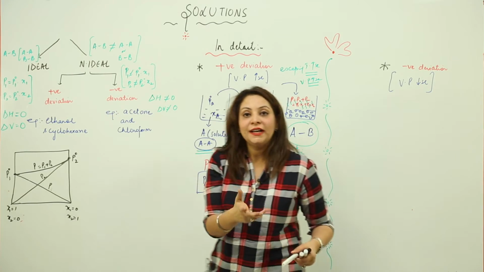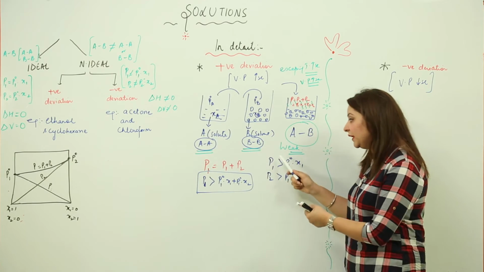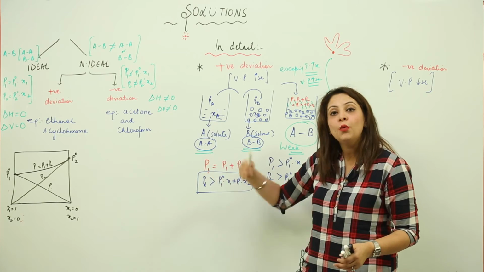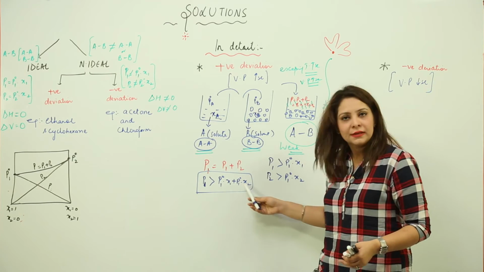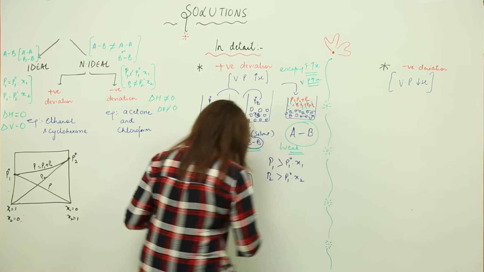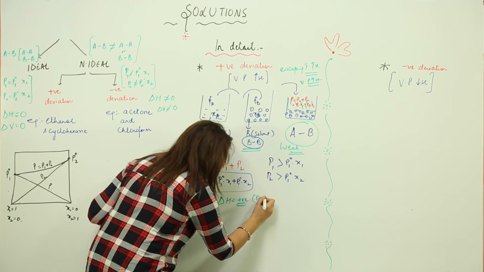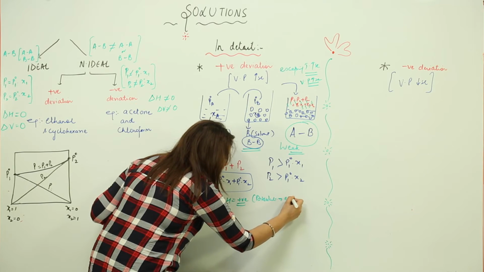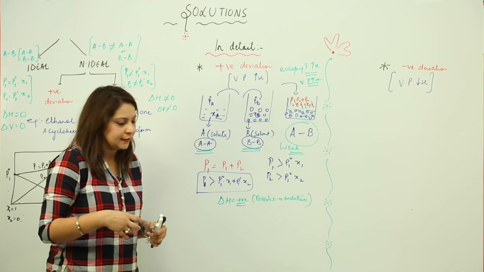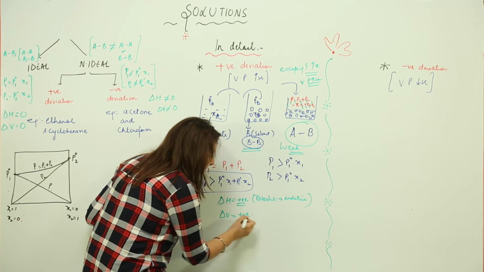Now as I told you, it is not obeying Raoult's law, that means this is not obeyed. The pressure exerted by each component in the solution is more than expected. So we can say that the total pressure is more than the expected sum. Now when we talk of delta H, for this kind of process delta H is going to be positive. That means this solution is endothermic, it is going to absorb heat. And delta V is obviously going to be positive.